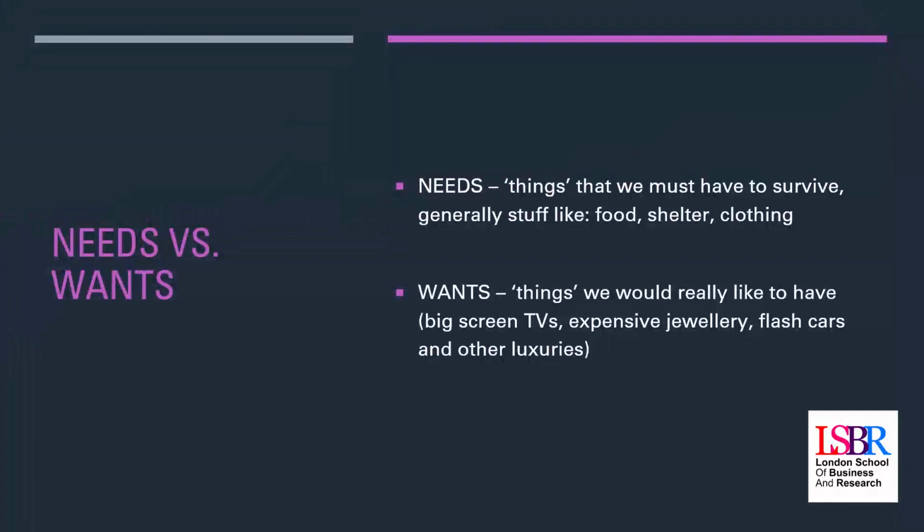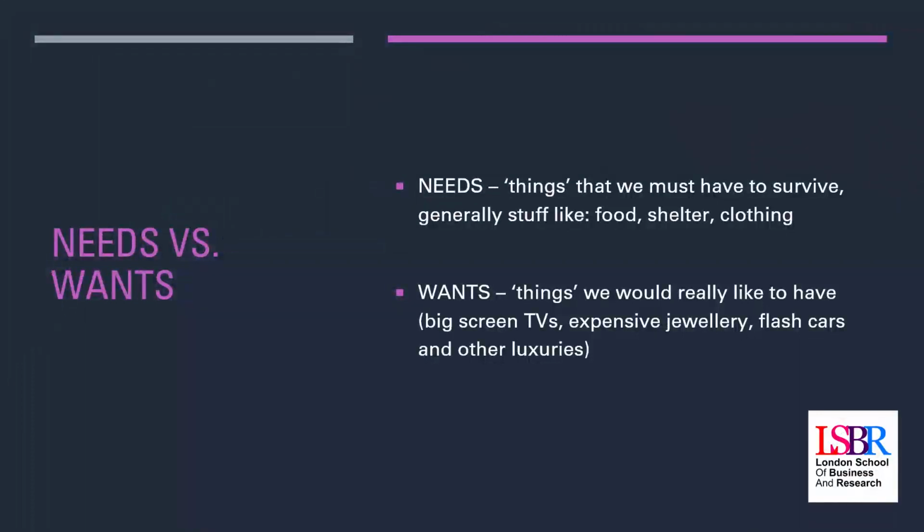Needs are things that we must have to survive. Generally speaking, these are things like access to food, shelter, clean clothing, water. These are the kind of things we need. Apologies. Needs are things that we must have in order to survive. Without them, surviving can become difficult.